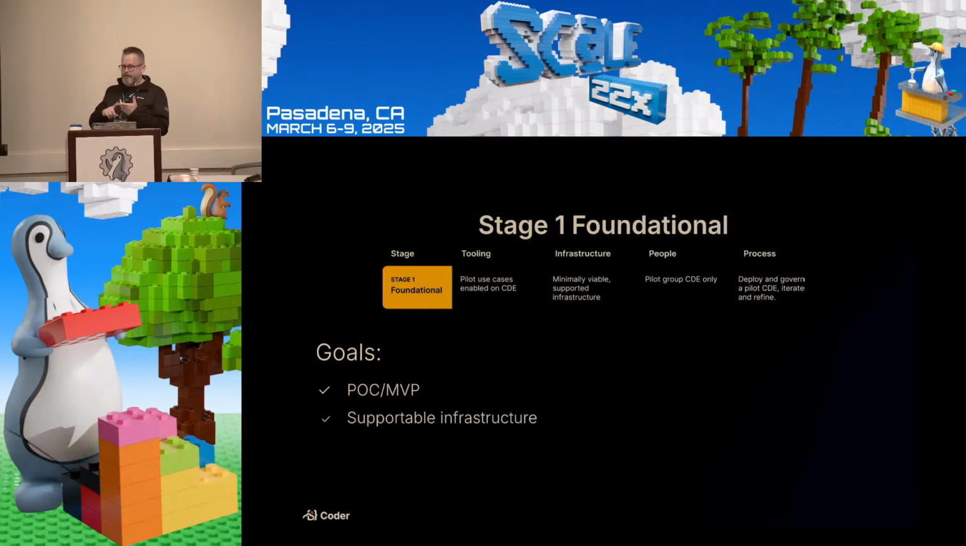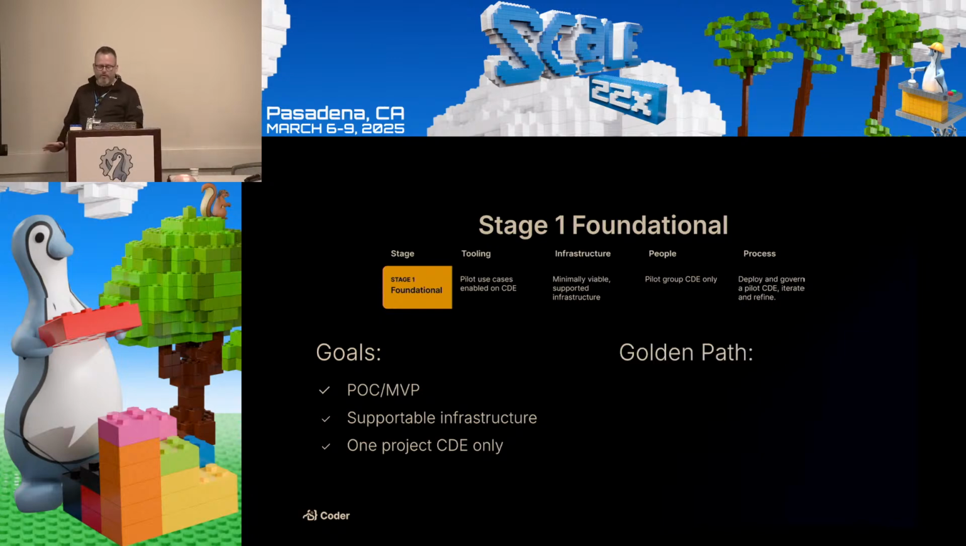So we're getting rid of the shadow IT. We're getting rid of people SSHing into each other's computers and whatever they're doing all over the place. And really, stage 1 should have one project or one team on the CDE. There should just be one pilot team. And the golden path now, it's starting to form, right? You're in the foundational stage of your golden path.